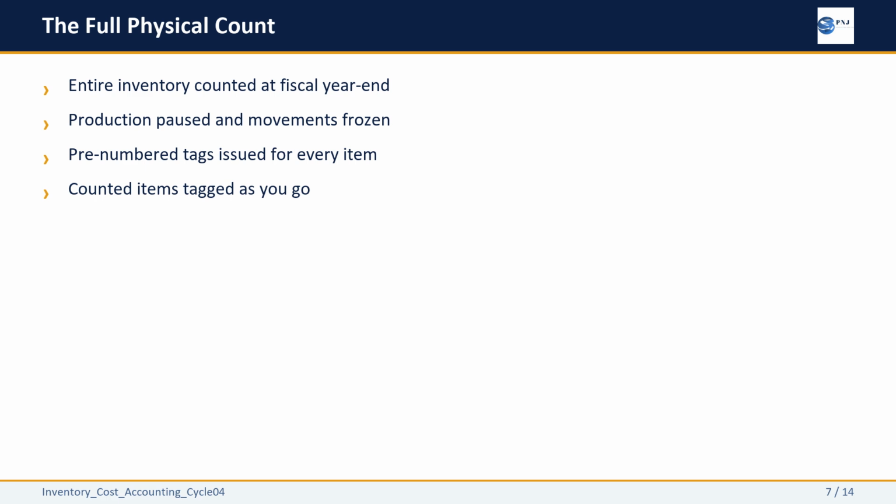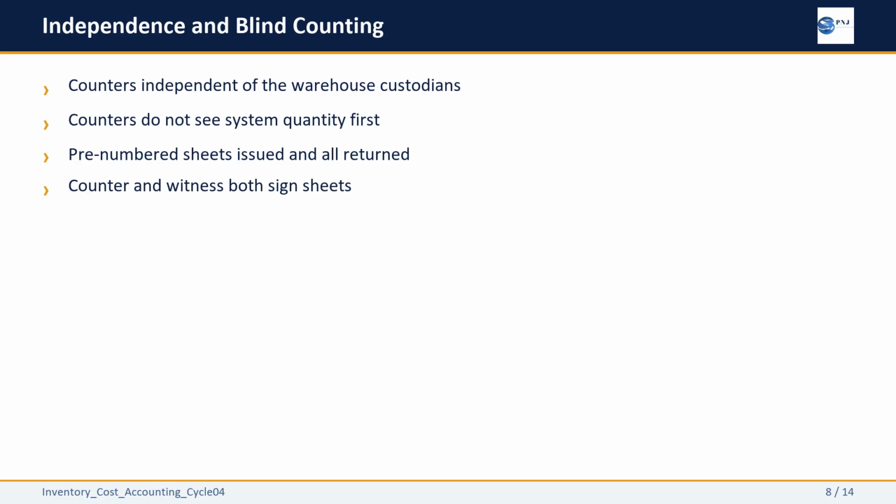And there is one more safeguard that keeps counters honest. They should not know what the system already says. Here is a control that quietly does a lot of work: blind counting. Counters do not see the system quantity before they finish their count. Why does that matter? Because if you know the book says 40, it is tempting to write 40 and move on, and a real shortage stays hidden. Blind counting forces an honest, independent number.